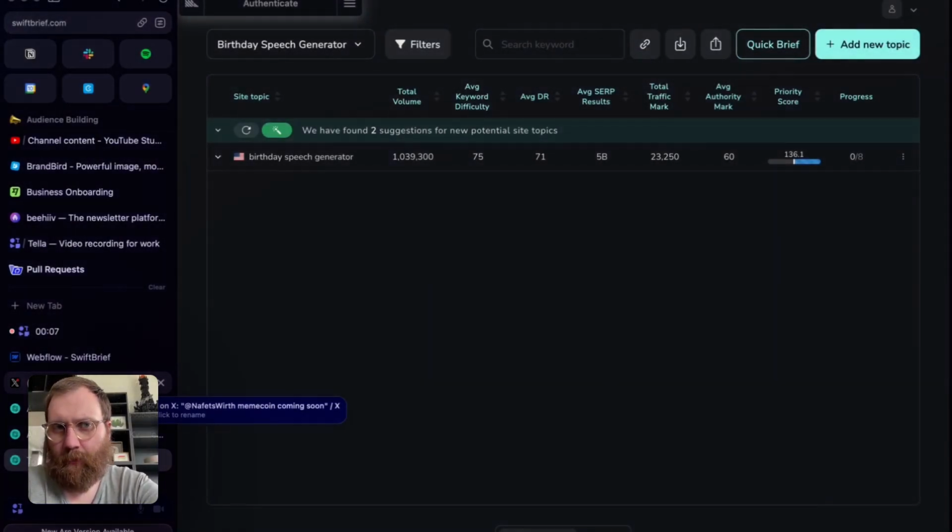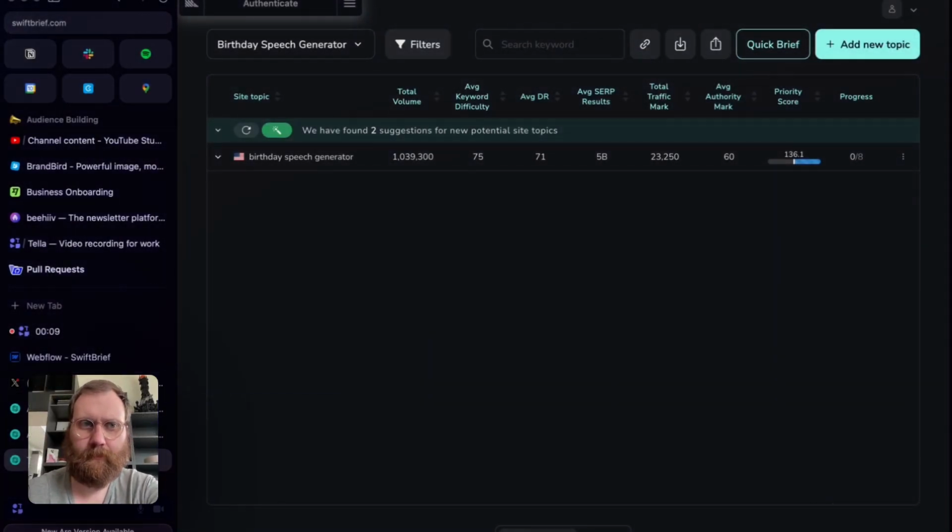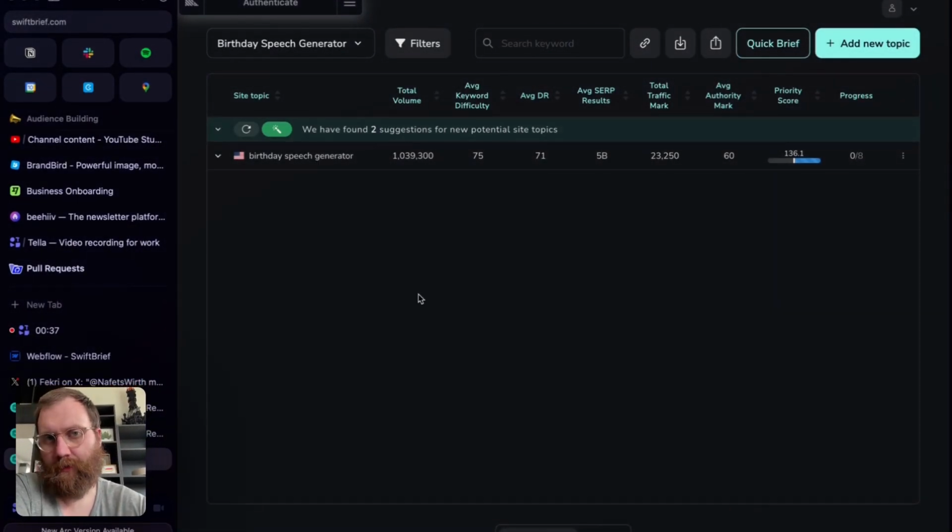You can use keyword research to evaluate a market opportunity in less than 5 minutes. Here's how. For this exercise, we're going to use SwiftBrief, but you can also use any other keyword research tool that lets you look at keyword clusters, just to give you a better idea of all the different kinds of pages that exist.